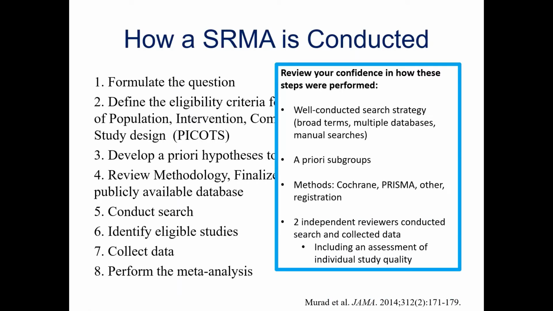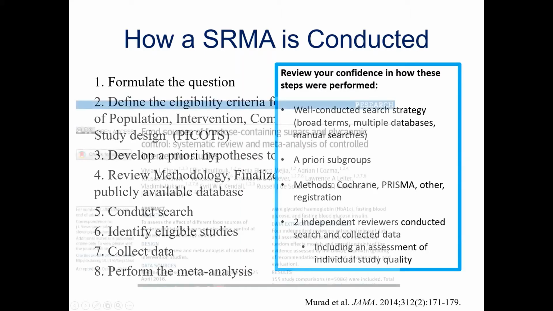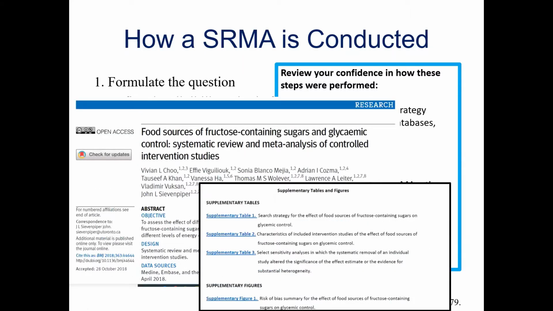As a reminder, in the first video of how to read SRMAs, we reviewed how the systematic review component was conducted in our selected SRMAs. The example we are using in this exercise is entitled Food Sources of Fructose-Containing Sugars and Glycemic Control, a systematic review and meta-analysis of controlled intervention studies, and was published in the British Medical Journal in 2018.